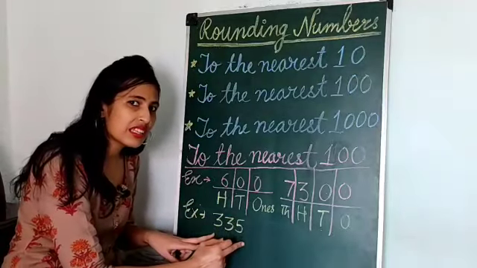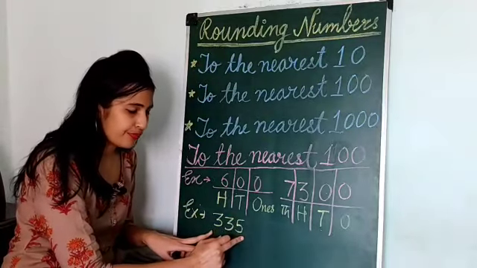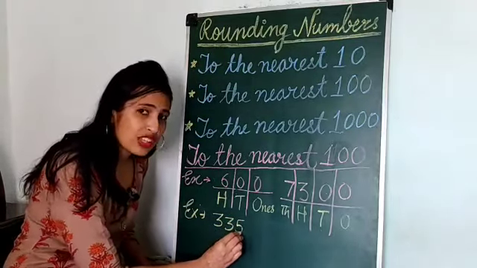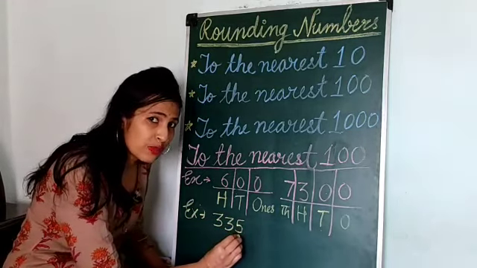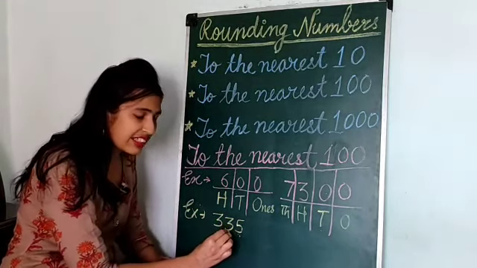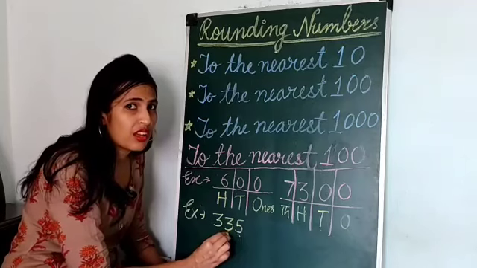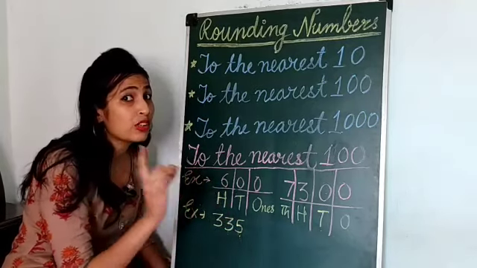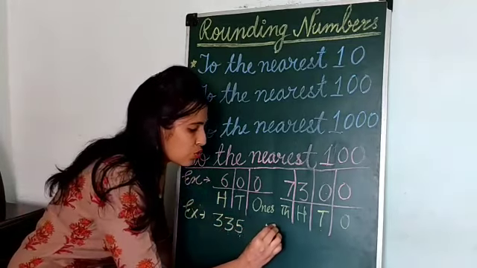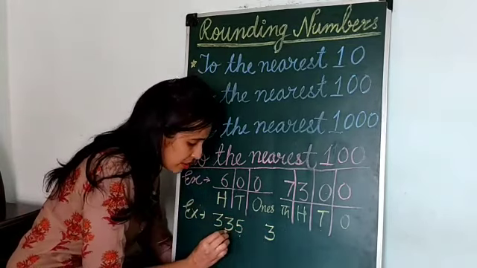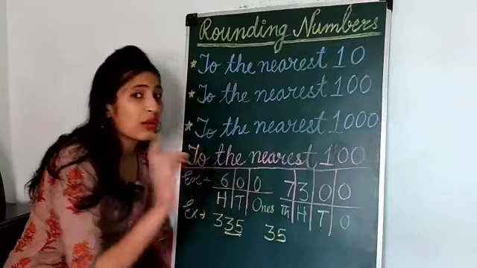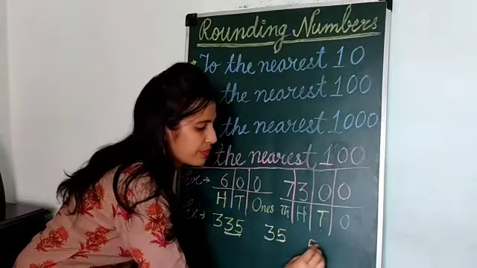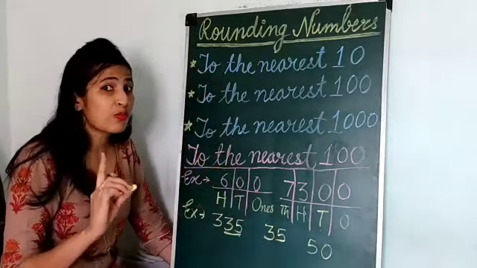Here the number is 335. Here the ones place number is 5 and the tens place number is 3. So we have to compare the ones place and tens place number to the number 50. So we have to compare 35 to the number 50. 35 is smaller than 50.